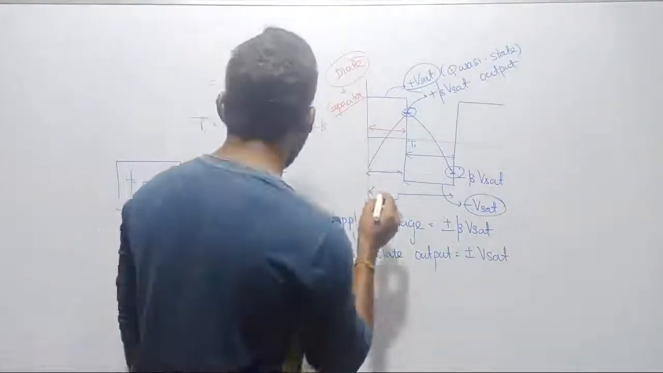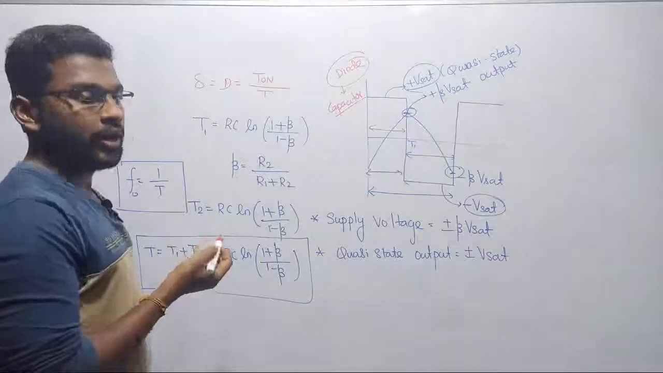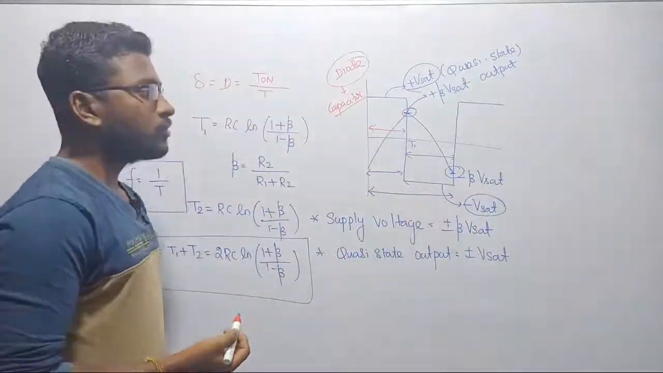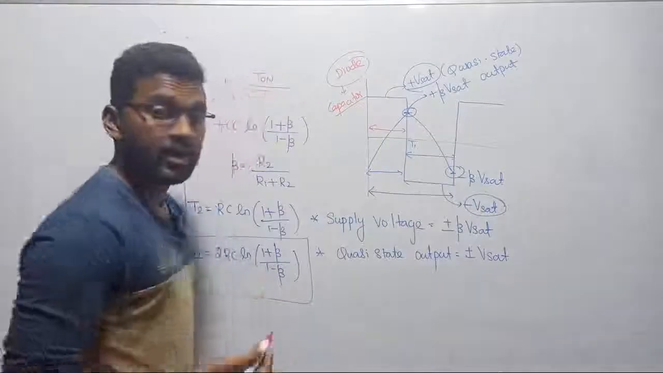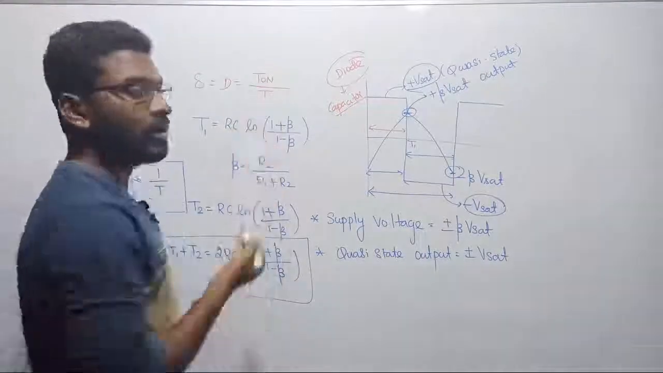How do we calculate the value of the time period? We made it possible with the help of the charging and discharging time period of the capacitor. So if I change the charging and discharging time period of the capacitor, automatically what will happen? It will also change the duty cycle of the circuit.